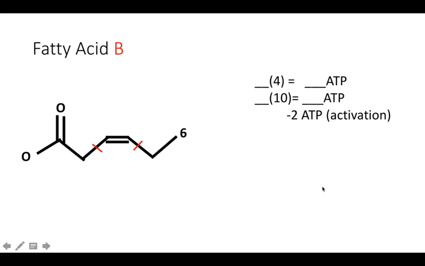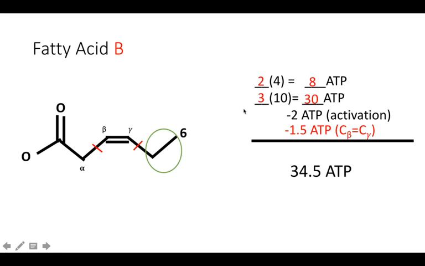And the second fatty acid, I do the same setup. Every 2 carbons, I make a cut. 1, 2, cut. 1, 2, cut. And then here I'm left with these 2 at the end. So if I fill in my numbers here, every 2 rounds of beta oxidation, I get 4 ATP. So that's 8 from the actual process of doing beta oxidation.